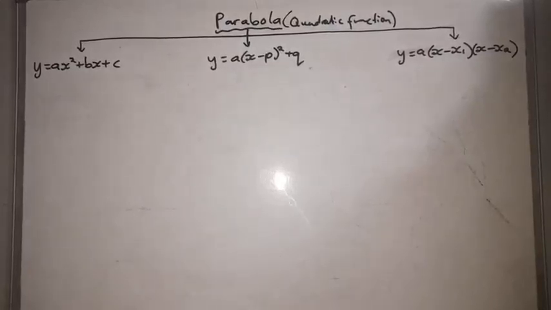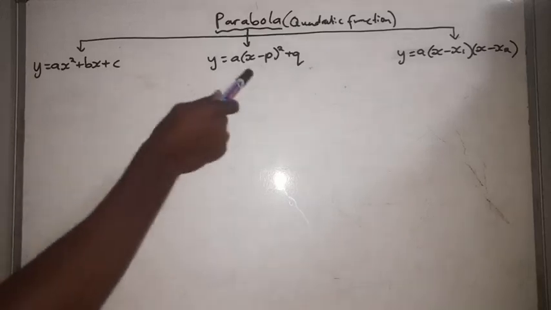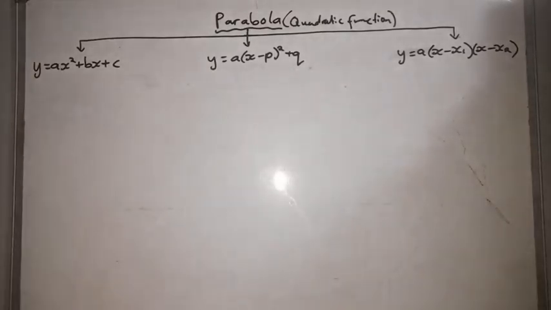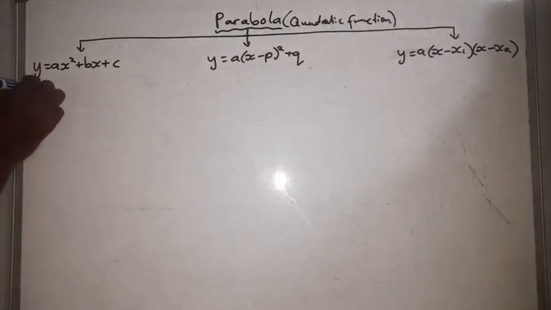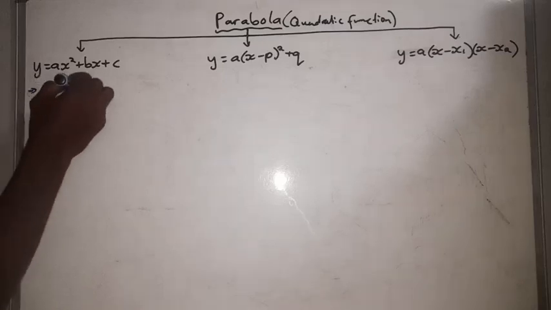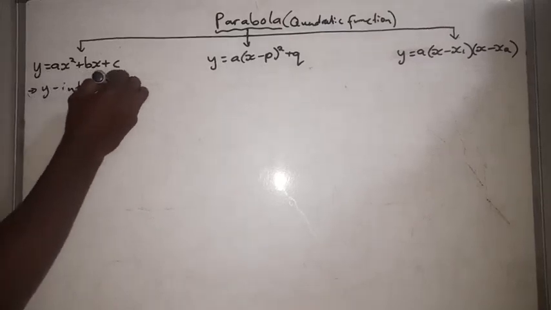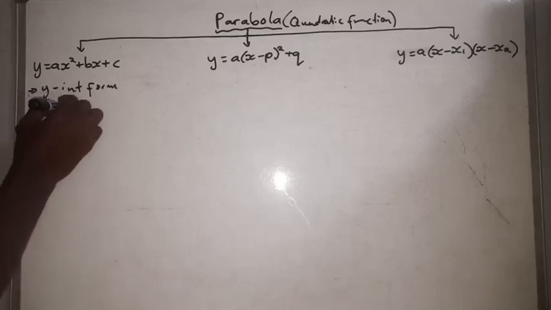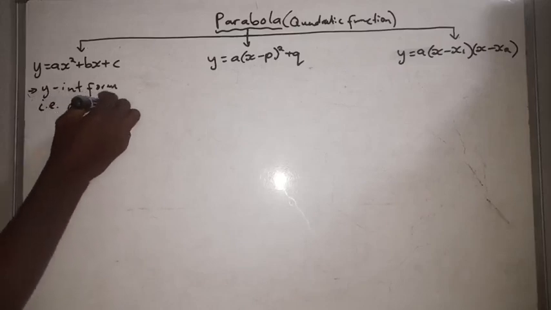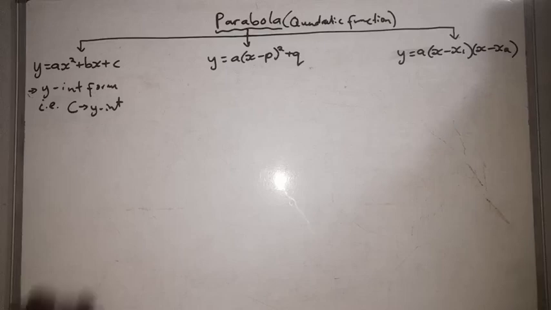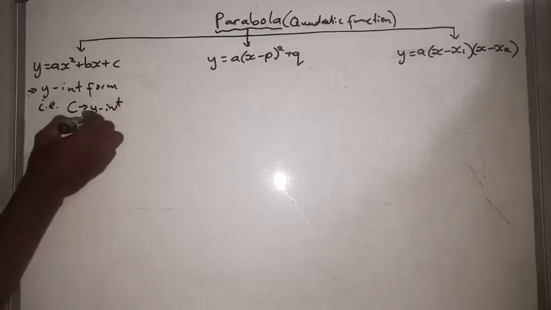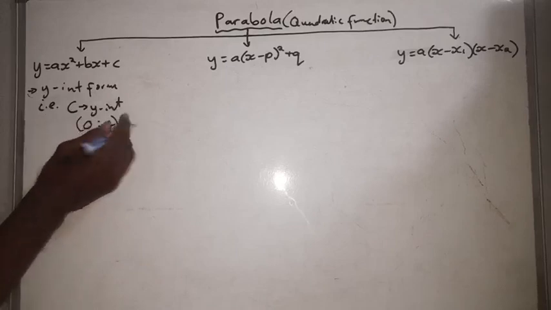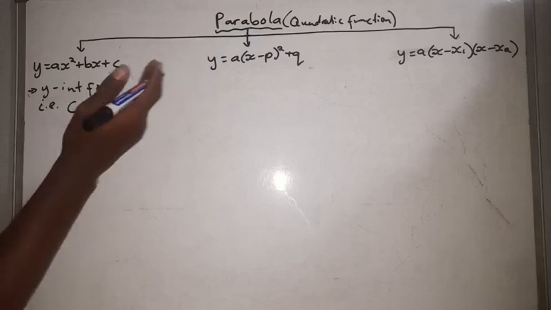In this lesson we'll be talking about a parabolic function, or a quadratic function, that is defined by three forms. The first form over here, I call the y-intercept form. This is because the value of c always tells us the y-intercept of the graph. So the coordinates of the y-intercept are going to be 0 for x and c for y, if the parabolic function is given in this form.